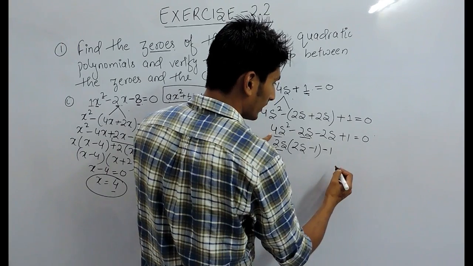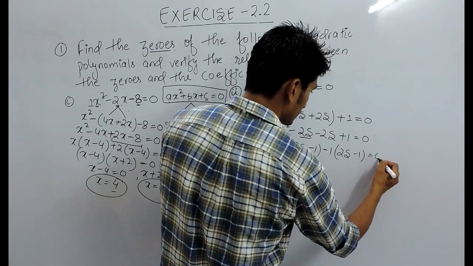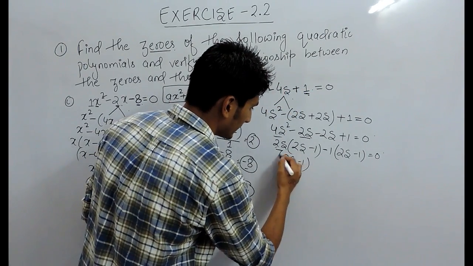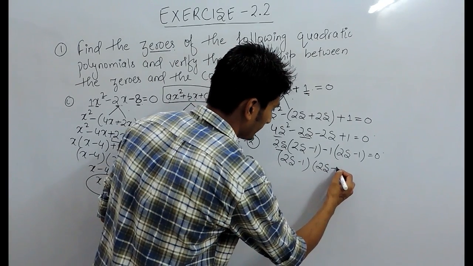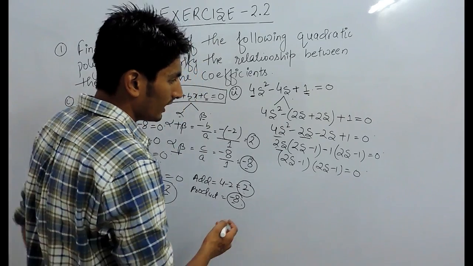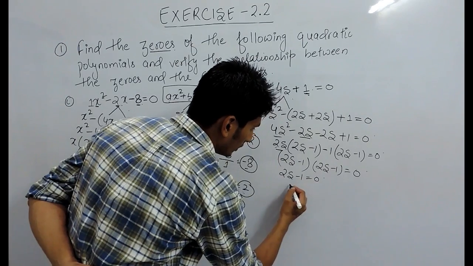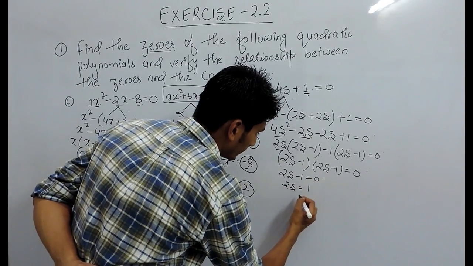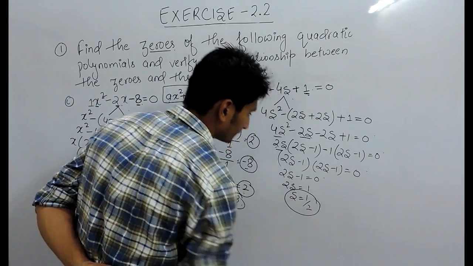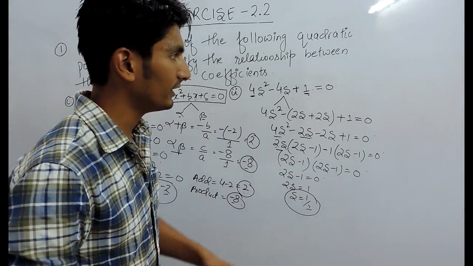After that you are taking minus 1 as common, so 2s plus 1 will remain inside the bracket. So 2s plus 1 is taken out, and only 2s minus 1 will remain inside the other bracket. After that, obviously 2s minus 1 must be equal to 0, so 2s must be equal to 1, and the value of s must be 1 upon 2. So clearly the value of s is basically 1 by 2.